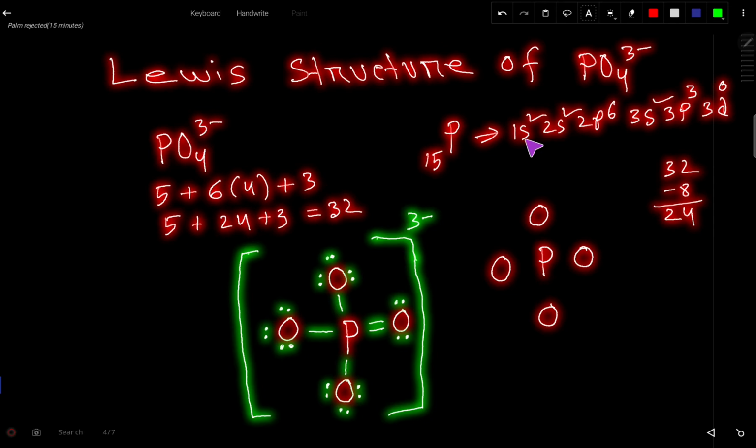Look, from the electronic configuration of phosphorus, we see that the third shell is the valence shell, and in the valence shell we have an empty 3d orbital. Due to the presence of the empty 3d orbital in the valence shell, phosphorus can break the octet rule.